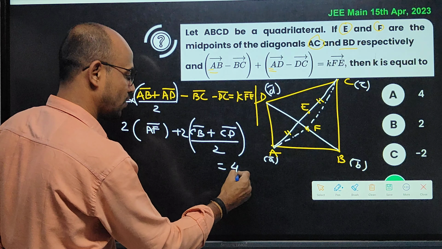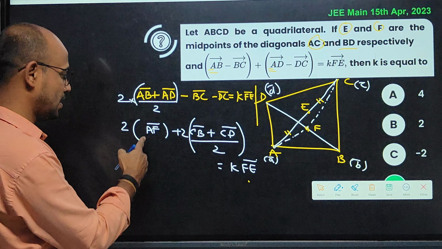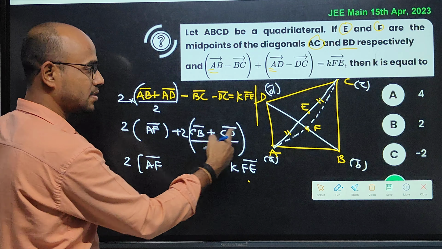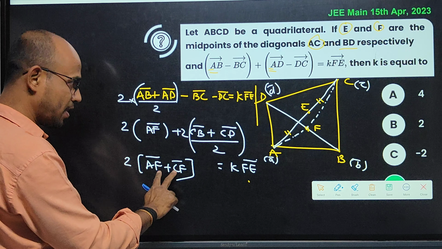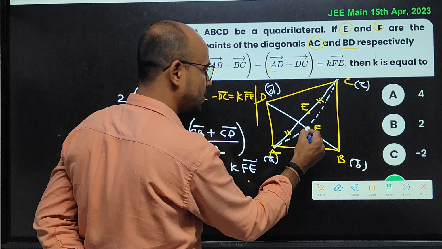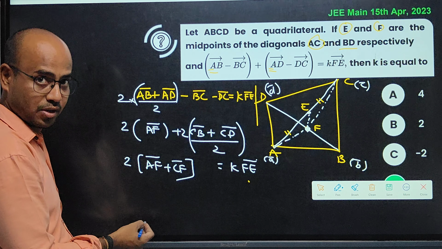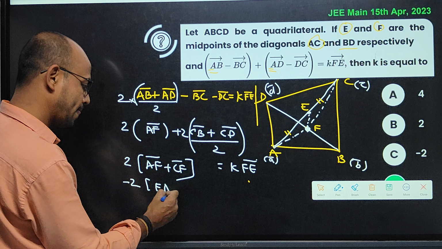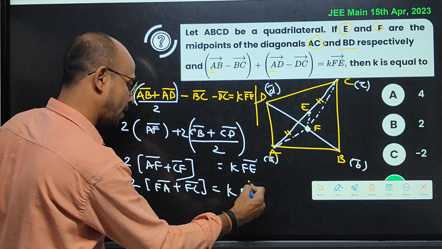And this entire thing is equal to K times FE, right? From this, this is nothing but 2 common, this will be AF, and what else? This is nothing but CF, as you can see. Now from here we can convert this reference point into FA, FC, and of course FE. Again, this is the midpoint. So again, applying the midpoint formula, that's internal revision, we can say this is minus FA plus FC equal to K times FE. Now again we do the same thing.